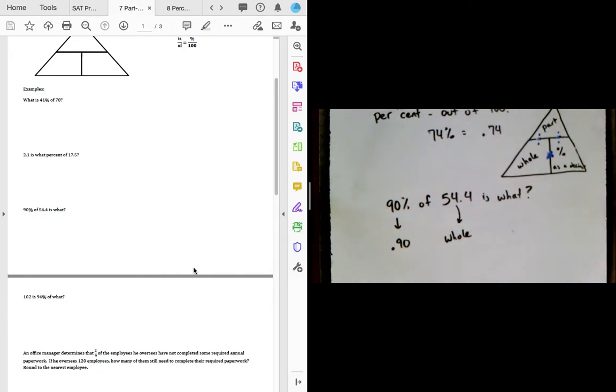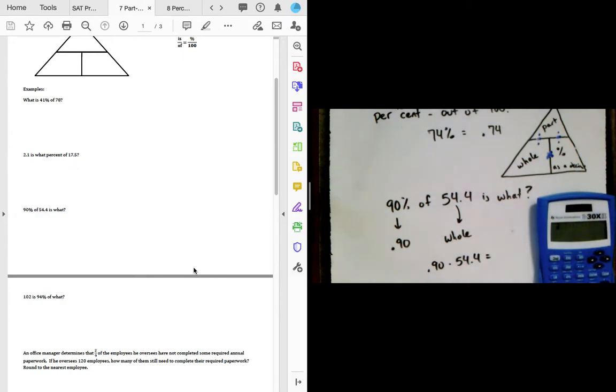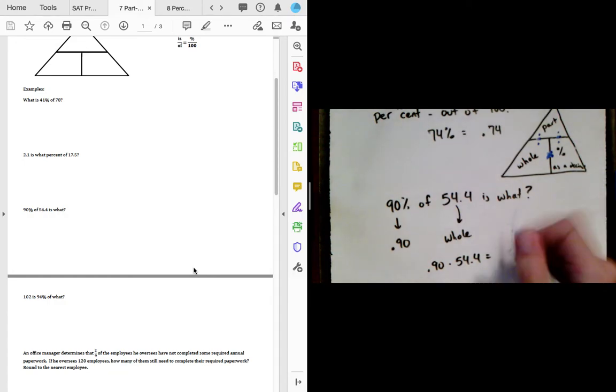If it were worded in a way like, actually the next example is a good example of it, 102 is 94% of what? Then they're giving us a relationship between the part and the percent. In this case, they're giving us a relationship between the percentage and the whole. So we're back on this same level thing. We're just going to multiply these values together. 0.90 times 54.4 gives us 48.96.